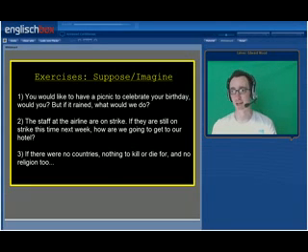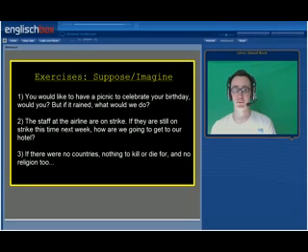Number 2, the staff at the airline are on strike. If they are still on strike this time next week, how are we going to get to our hotel? You could say the staff at the airline are on strike. Imagine they are still on strike this time next week. How are we going to get to our hotel?